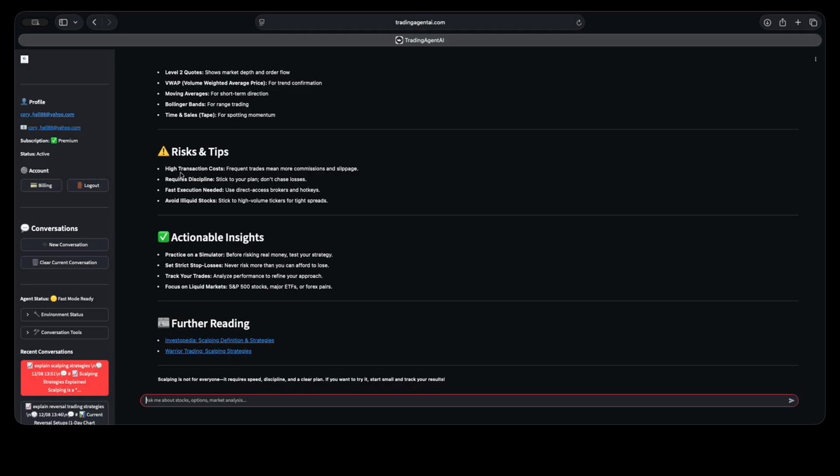And risk and tips: high transaction cost. Frequent trades mean more commissions and slippage. Usually with stocks, there is no commission, but there is slippage depending on your brokers. A lot of brokers use slippage to compensate for the loss of brokerage fees on stock trades. So be mindful of that, who your brokerage is and what their slippage looks like.